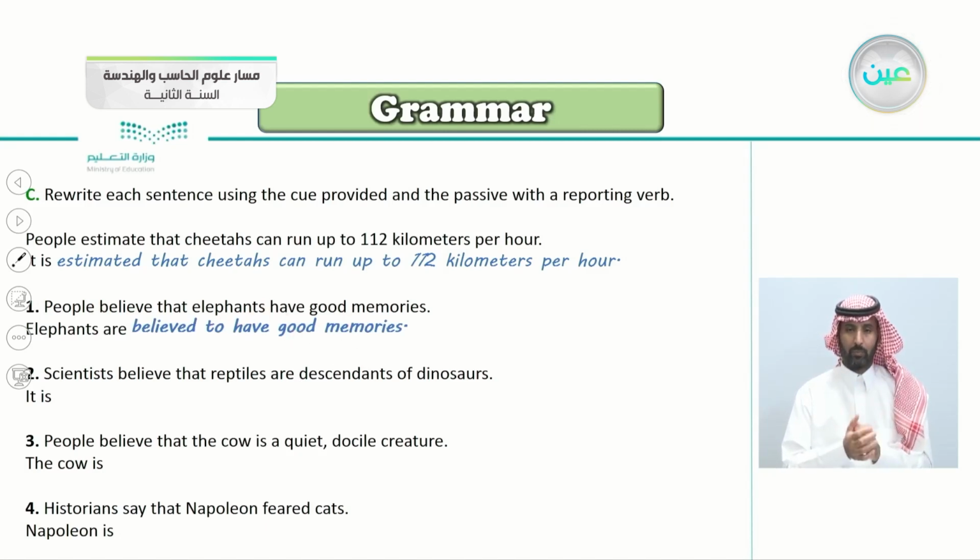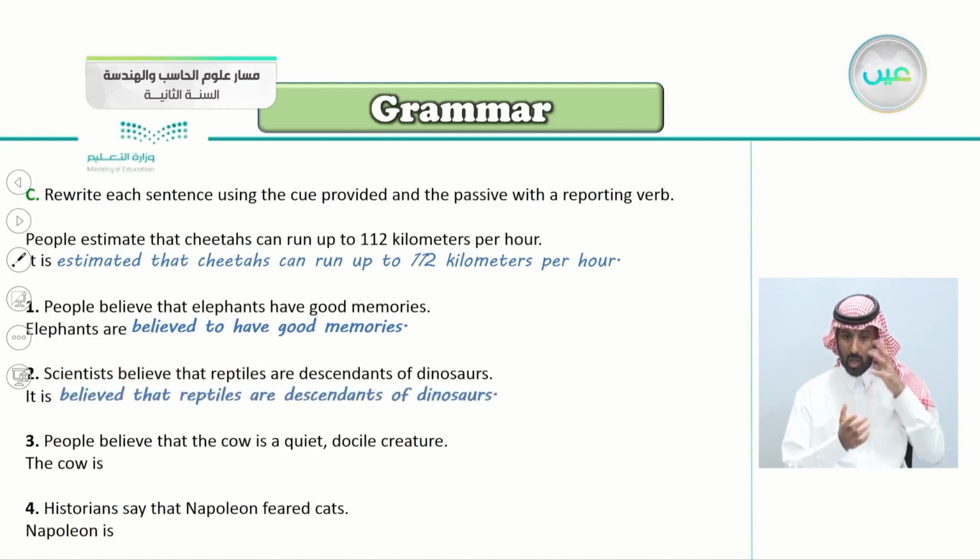Very good. Number two, scientists believe that reptiles are descendants of dinosaurs. So we have the word believe. Yes, we say it is believed that reptiles are descendants of dinosaurs. Number three, people believe also that the cow is a quiet, docile creature. So what do we say here? The cow is believed to be a quiet, docile creature.